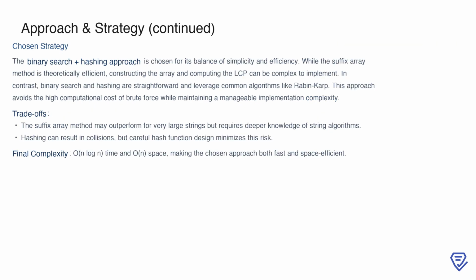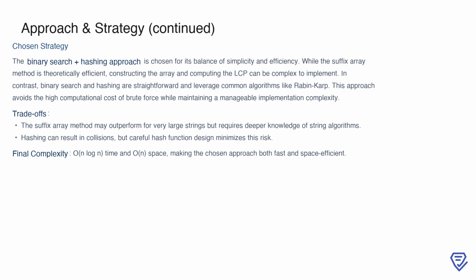For this problem, we've chosen the binary search and hashing approach due to its balance of simplicity and efficiency. While the suffix array method is theoretically efficient, constructing the array and computing the LCP can be more complex to implement, especially for those less familiar with advanced string algorithms. In contrast, the binary search and hashing technique is more straightforward and leverages widely used algorithms like Rabin-Karp. This approach avoids the computational cost of brute force while maintaining a manageable level of implementation complexity.